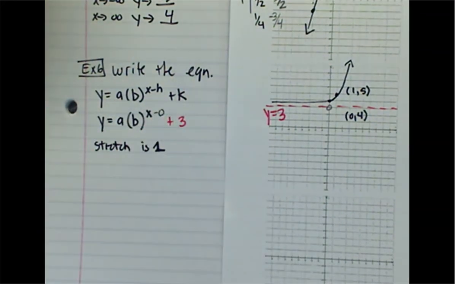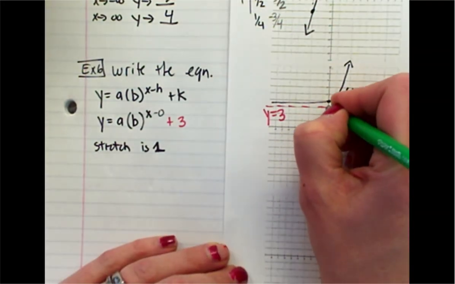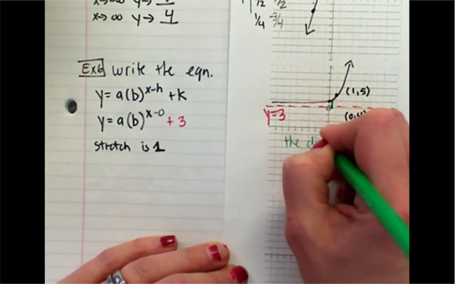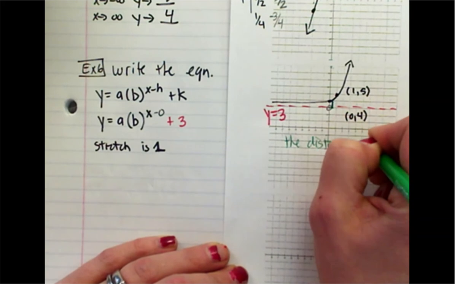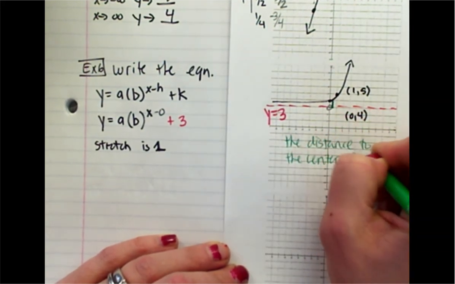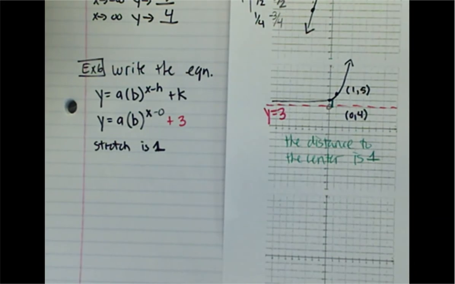Okay, that's good because we're going to be able to pick out the a value based on the graph, but not necessarily the b value. Okay, so let's look at it. Look at my distance. The distance to the center is 1. Look at that. The distance to the center is 1. That means that my a value is 1 because of that parent point.